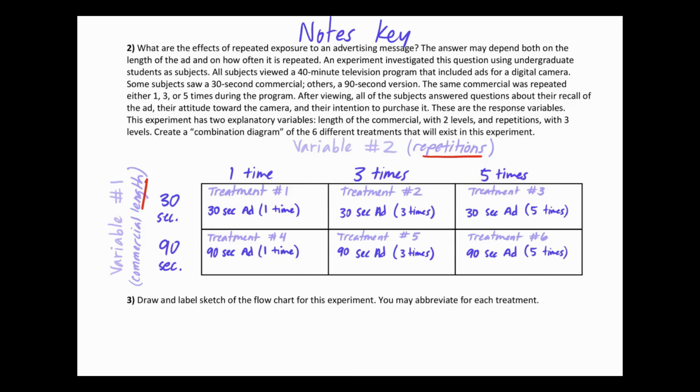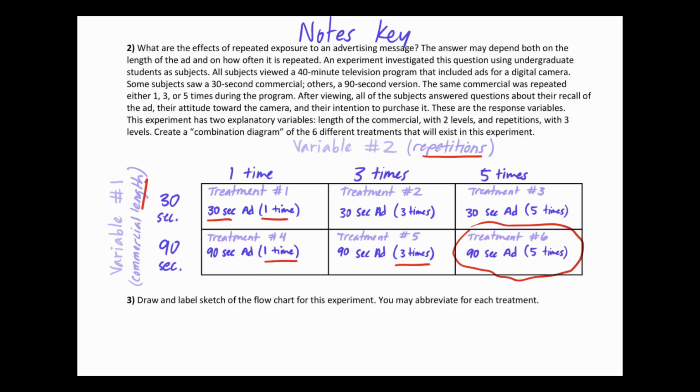And then we start to fill in the combinations of those variables. 30-second ad, 1 time. If I'm in this experiment, I'm hoping I'm in that group. Then we have 30 seconds with 3 times, 30 seconds with 5 times. That's just getting annoying, but we've all been there. Then we have the second row, 90 seconds, really long commercials. Can't skip them. The worst. And this group only gets it once. This group gets it 3 times. And the poor souls in treatment number 6 have this extremely long commercial 5 times during the TV show. So I do not really want to be there.